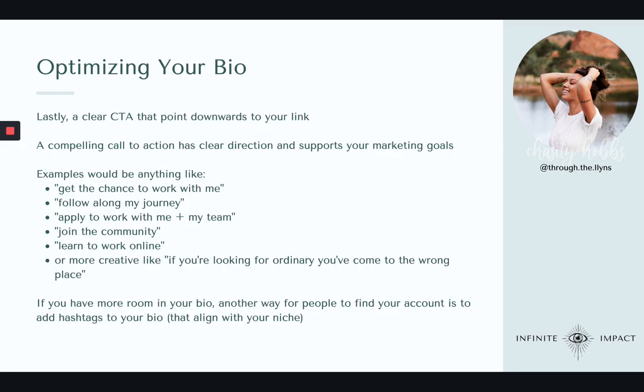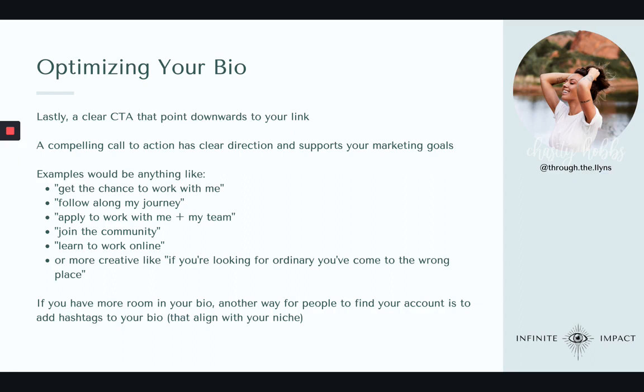Lastly, a clear call to action that points downwards to your link. This is super, super important. A compelling call to action has clear direction and supports your marketing goals. Examples of this would be anything like: get the chance to work with me, follow along my journey, apply to work with me and my team, join the community, learn how to work online. Or if you're trying to be more creative and you don't want it to be so direct, you can say: if you're looking for ordinary, you've come to the wrong place, or something along the lines of that.